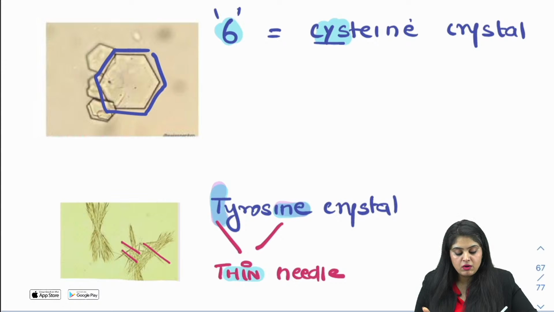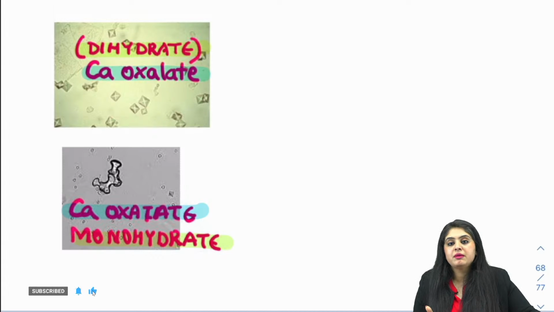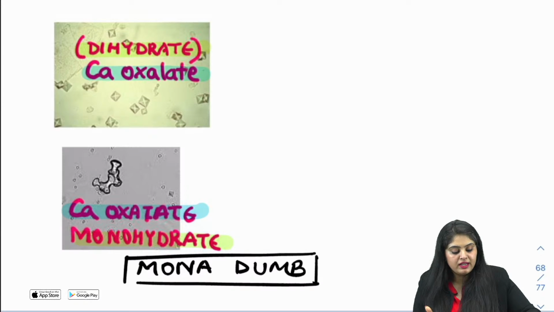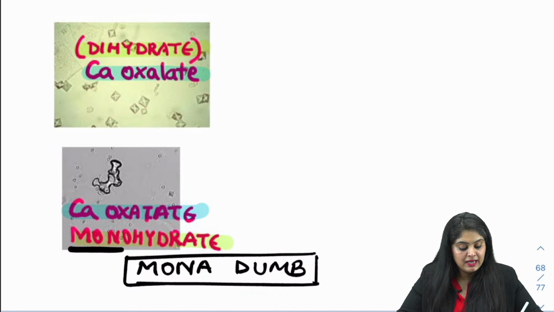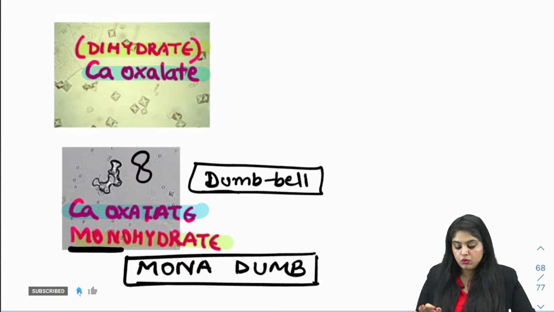Coming to the next, ma'am, now comes the story of the 2 calcium oxalates. One is calcium oxalate dihydrate, one is calcium oxalate monohydrate, and I think everyone remembers the famous mnemonic: Mona is dumb. It is everyone's favorite mnemonic. Mona means monohydrate and dumb means dumbbell shaped, because if you look at this crystal, it's a classical dumbbell shape. So remember, the dumbbell shaped one is calcium oxalate monohydrate.